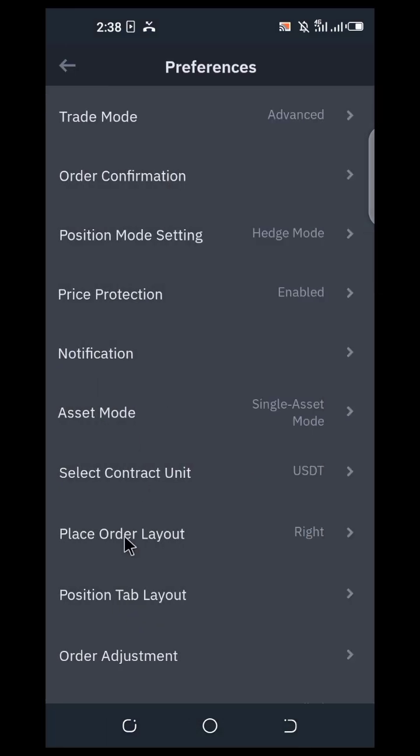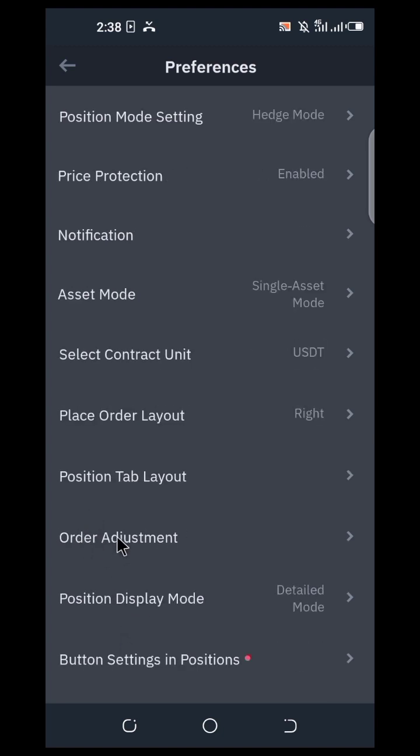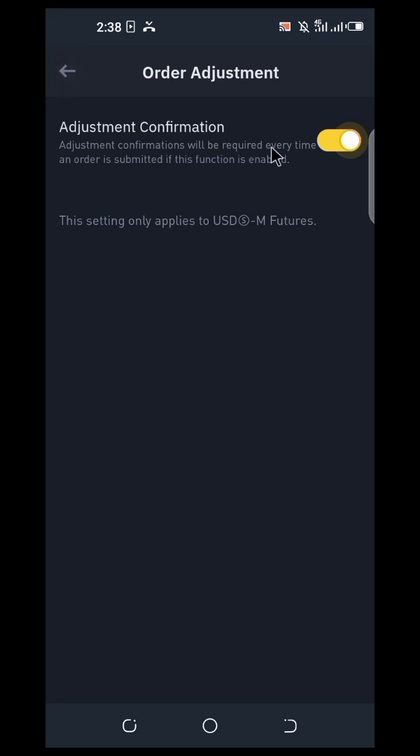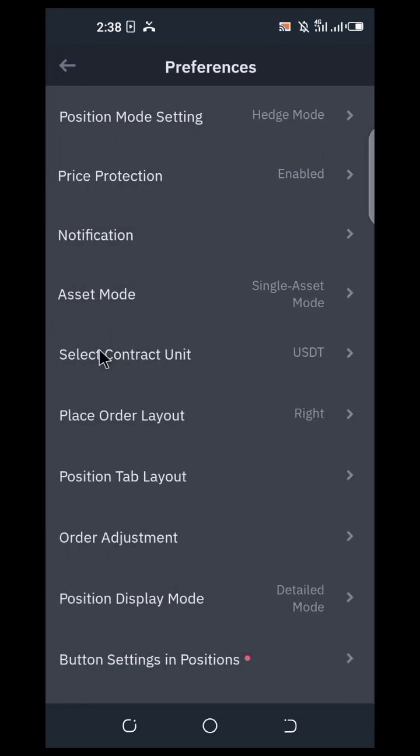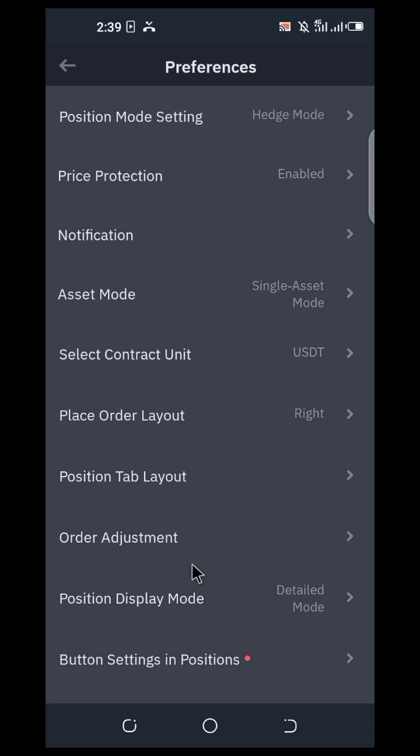The next option we have is the position tab layout. That's what I've just explained. The next thing is order adjustment. This one is not all that important, but just make sure you leave it on. Just check it. And then the next thing is the position display mode. This one too is not all that important. As beginners, just leave everything on default.